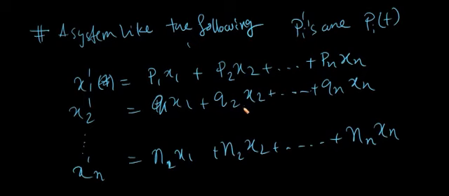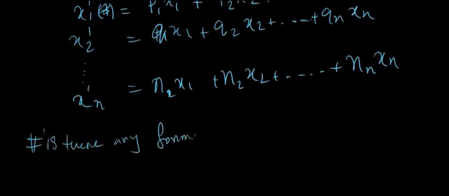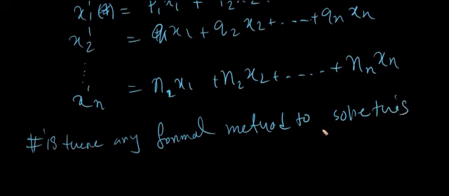If you have a system like this, the substitution method won't work. It will take a very, very long time to do that. Even in the case of three variables, it takes a long time and becomes really complicated. So now we ask, is there any formal method to solve this system?